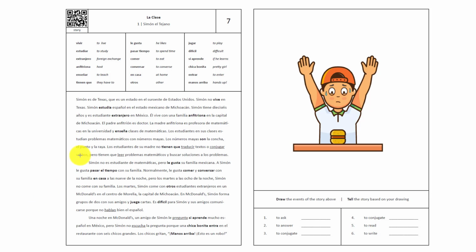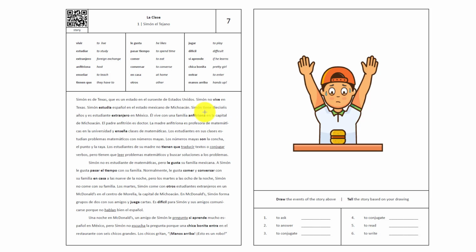And the way that this works is my students will translate into English underneath each of these phrases. So they'll write in, Simon is from Texas, which is a state in the southwest of the United States. Simon doesn't live in Texas. He's studying Spanish in the Mexican state of Michoacan. And so they know these words and they know to write this down.